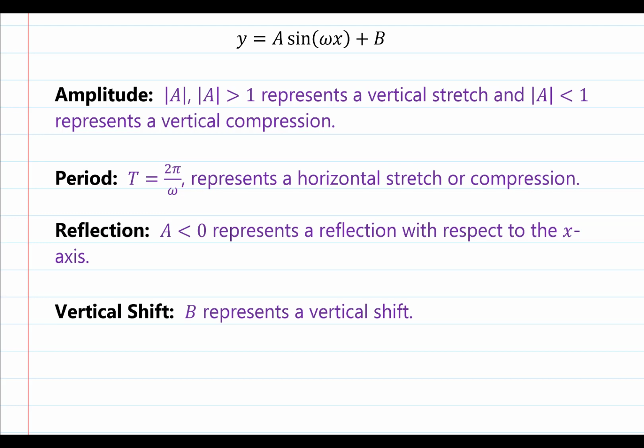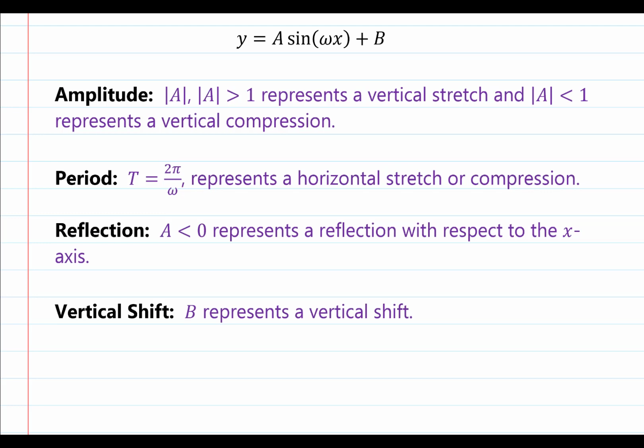So we're going to start with A. The absolute value of A is the amplitude. If the absolute value of A is greater than 1, it represents a vertical stretch. And if the absolute value of A is less than 1, it represents a vertical compression. Again, the absolute value of A is the amplitude. So the sign of A does not dictate the amplitude. If A is negative, it has nothing to do with the amplitude, and we'll get to that in a second.